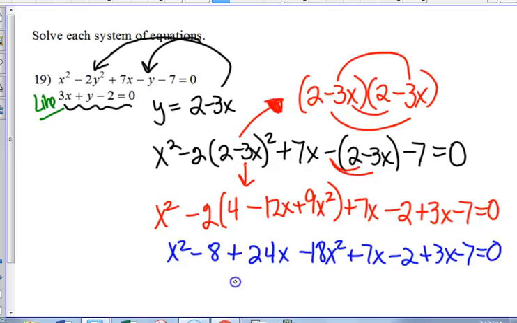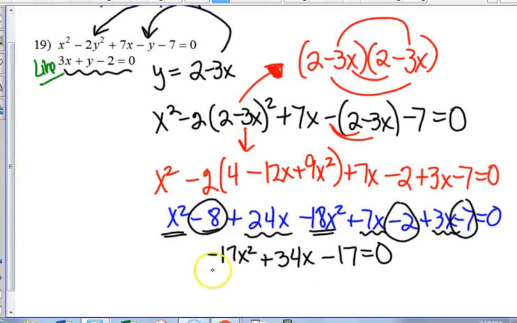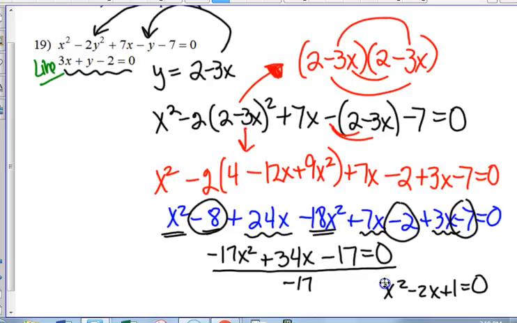There are too many terms, and they're not nice numbers. Negative 17x squared plus 34x minus 17 equals 0. Out of that mess came something that's really not too messy. Why? I can divide everything by negative 17, and I end up with x squared minus 2x plus 1 equals 0.